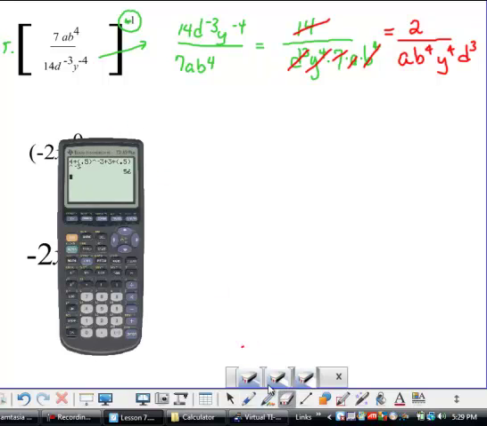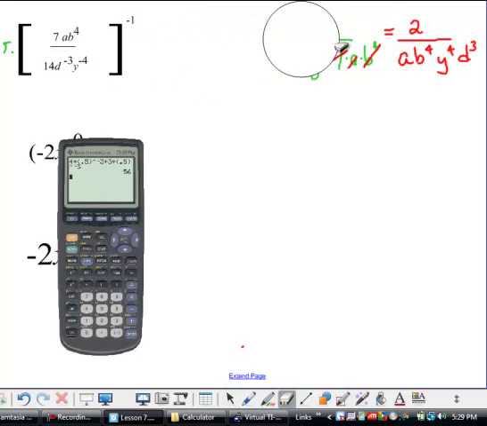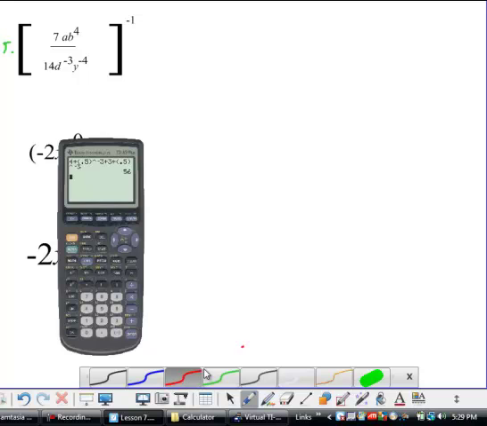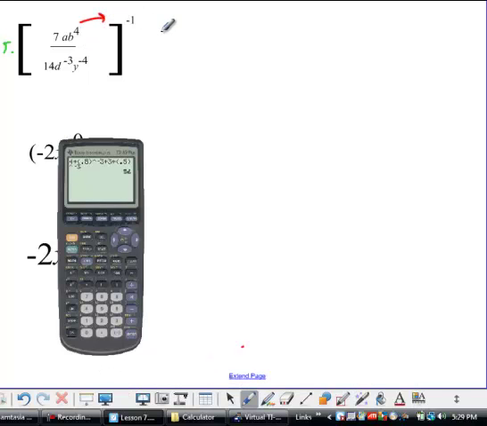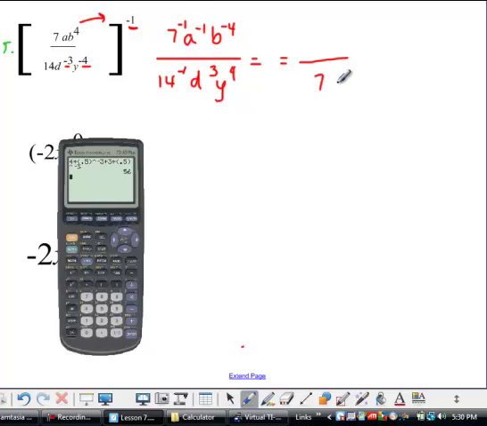Another way to have done that one was, remember, when you raise anything to a power, you can just multiply. So I could have just raised all this to the negative 1. So 7 to the negative 1, a to the negative 1, b to the negative 4, over 14 to the negative 1, d to the third, because negative times negative is 3, and then negative 4 times negative 1 would be y to the 4th. And you see why I don't like to do it individually? I like to take big chunks. Because then this 7 would have to come to the bottom, a would have to come to the bottom, b would have to come to the bottom, 14 would have to go to the top, and then the d and the y to the 4th, and we end up getting the same answer.